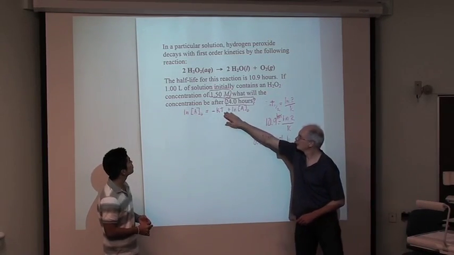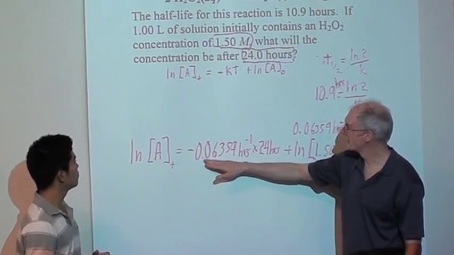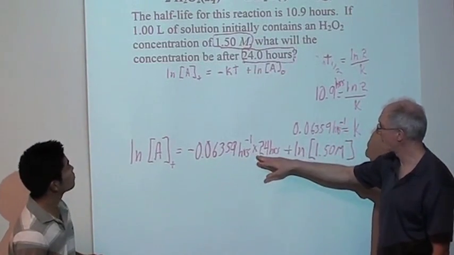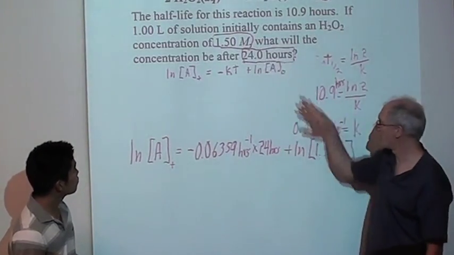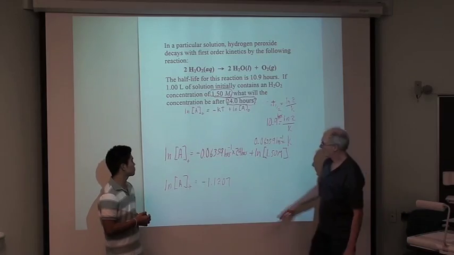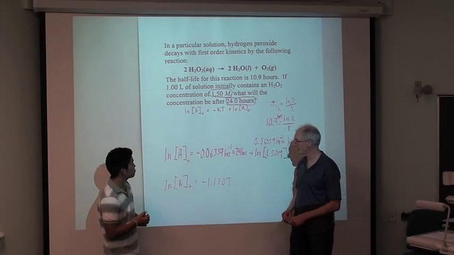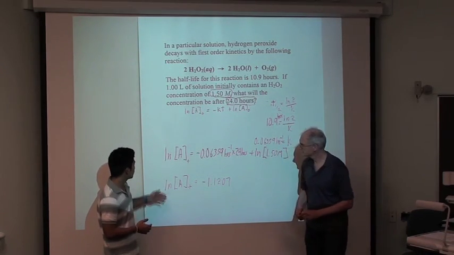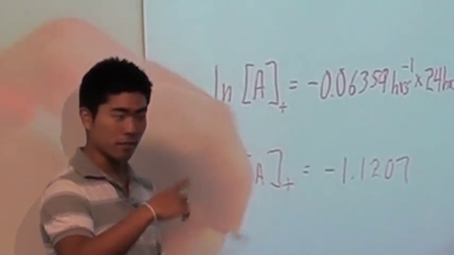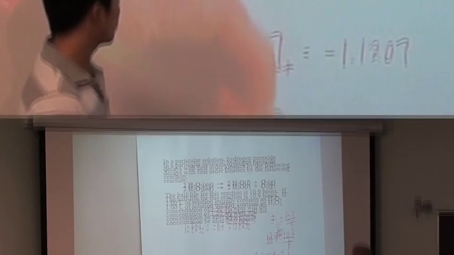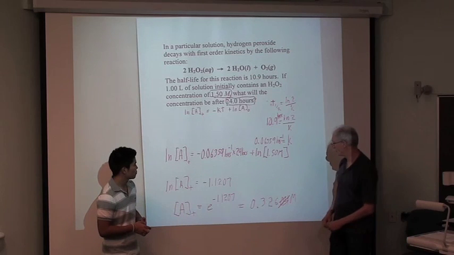Now I can plug this into my integrated rate equation. So negative 0.06359 hours to the minus 1 times 24 hours, that's my time point, plus natural log of my starting concentration, 1.5 molar. So I get natural log of A at time t equals negative 1.1207. And how do I solve that? To get rid of the natural log, you raise both sides to e. So I get at the end that the concentration at time t is 0.326.